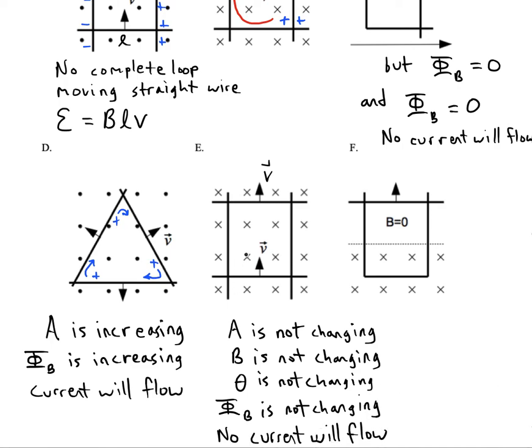But keep in mind, we still will have a charge separation according to epsilon equals B times L times V. So we'll end up with a positive potential on the left side of the object and a negative potential on the right side. The positives and negatives can't come back together because they're feeling magnetic forces keeping them separate. If the motion stops, then they will be able to come back together.